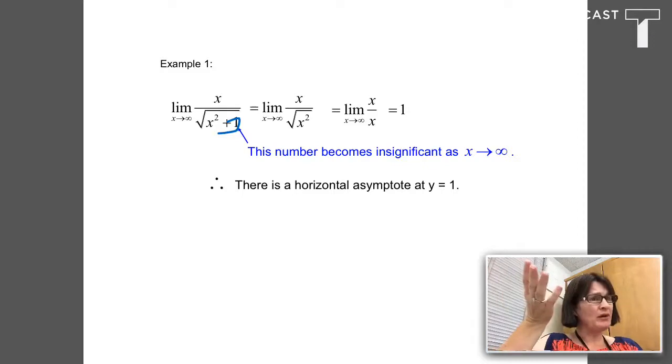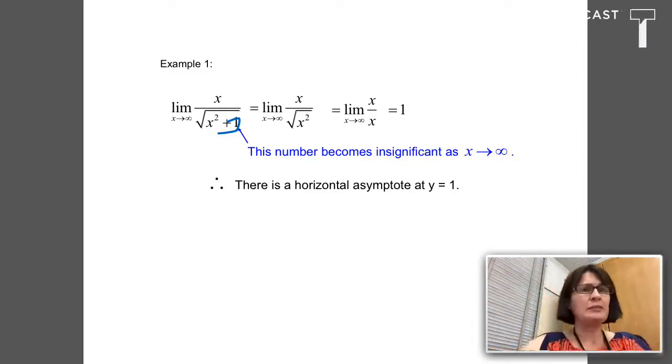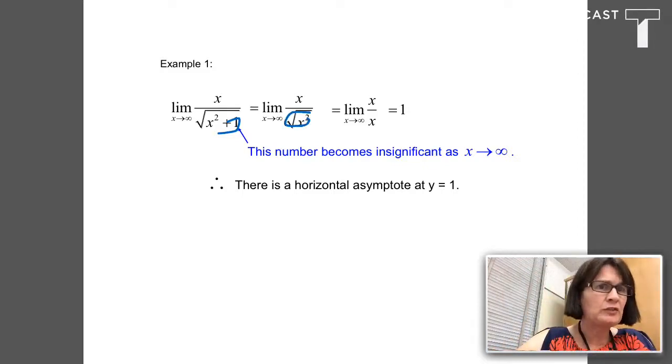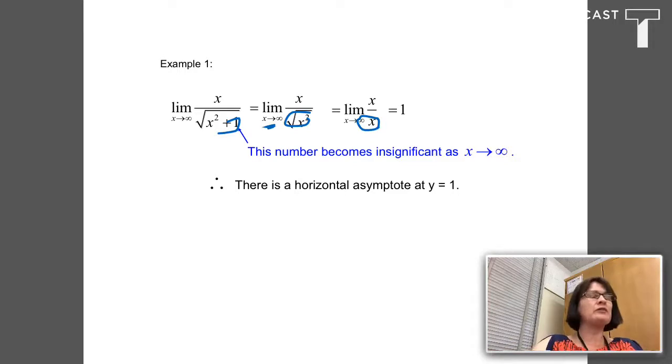Well, if x is a positive number, the square root of x squared is simply x. So I can replace this expression, square root of x squared, with x, as long as I know that, and I do know that I'm just considering positive x values. And I have an expression that I can simplify. x over x, no matter what x is, equals 1. So I can conclude that I have a horizontal asymptote now at y equals 1, because the limit as x approaches infinity of x over the square root of x squared plus 1 equals 1.